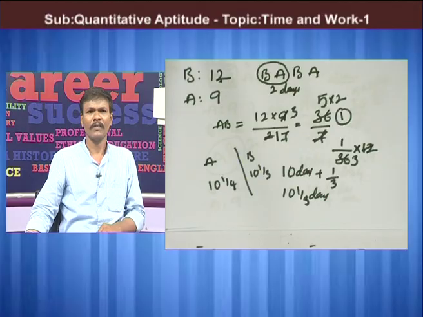So, it is very simple. When we have the alternate working days for A, B, we take A and B working together as the multiplication of A and B divided by the addition. So that is 12 into 9 by 12 plus 9, 21, but 7×5 is 36, it is not exactly divisible, but the result is 5.